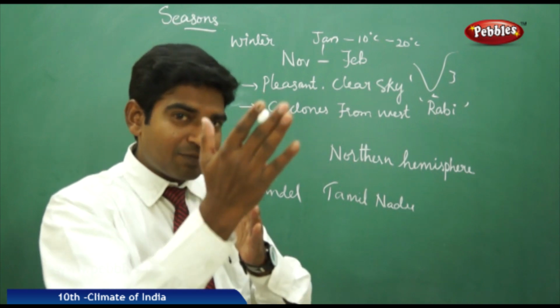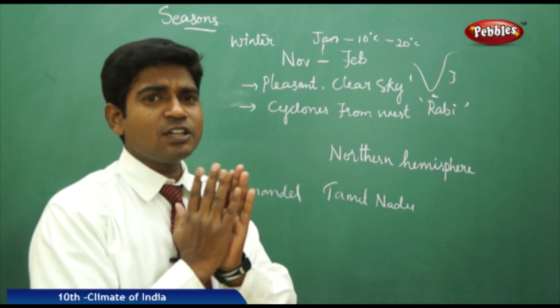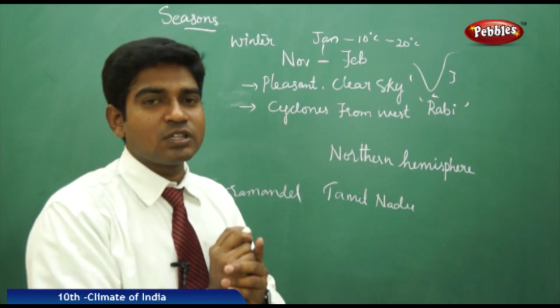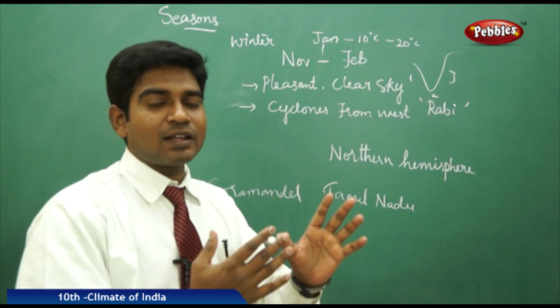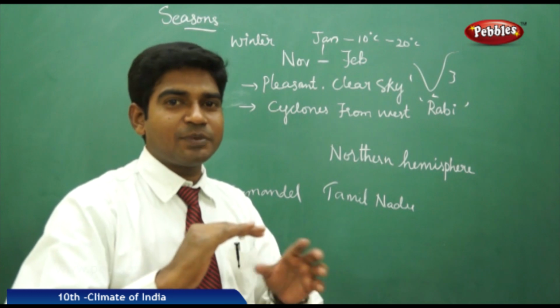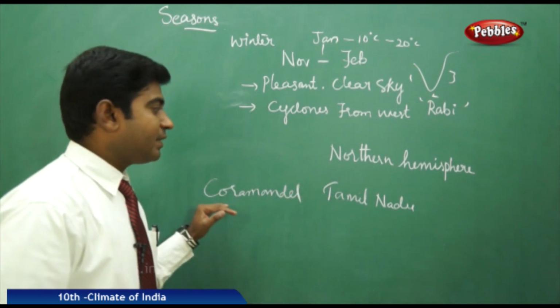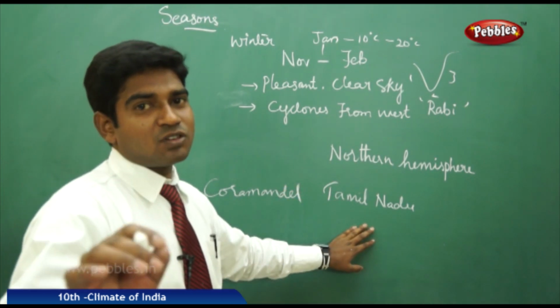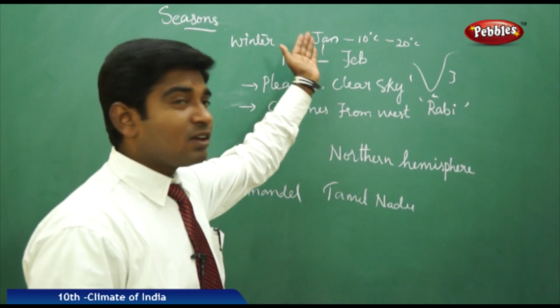And because the land first touches the eastern coast, that is the Tamil Nadu Coromandel coast, it is blocked by the hills here, the Sarkar hills. So the moisture gets blocked, and due to the precipitation process, in the Coromandel coast we get showers of rain during the winter also.